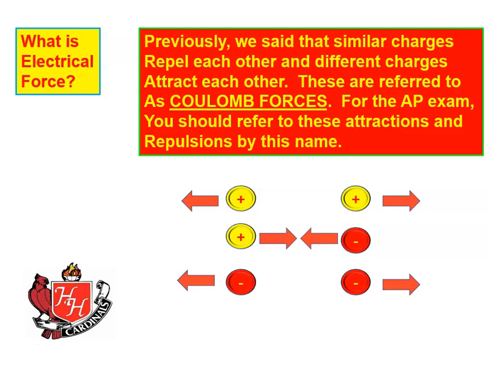So what is electrical force? Previously, we said that similar charges, like 2 electrons or 2 protons, repel each other, and different charges, like 1 proton and 1 electron, attract each other. These are referred to as Coulomb forces. And for the AP exam, they like you to use that phrase, that you understand that it's a positive negative attraction, or a positive repulsion, or negative repulsion that's causing two things to either be drawn together or pushed apart. So those are called Coulomb forces, named after a scientist.